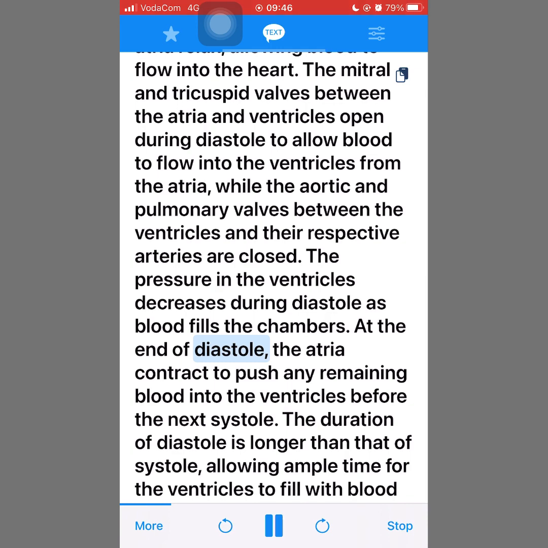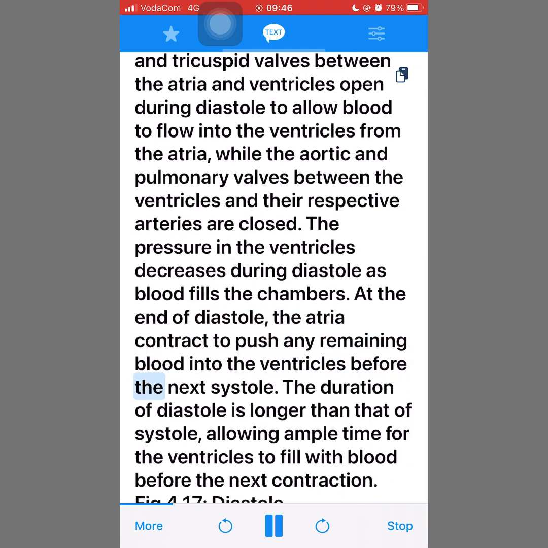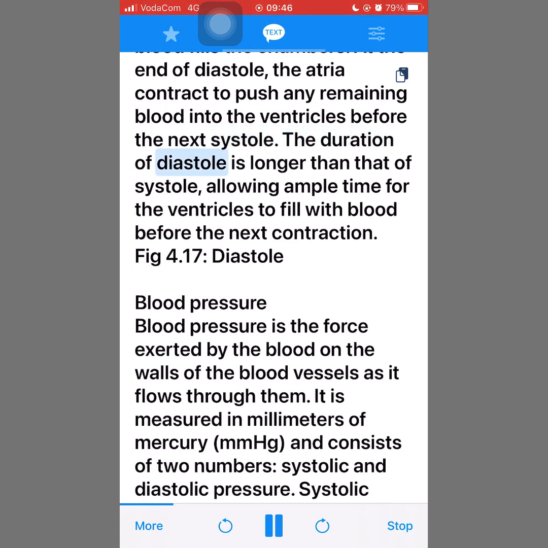At the end of diastole, the atria contract to push any remaining blood into the ventricles before the next systole. The duration of diastole is longer than that of systole, allowing ample time for the ventricles to fill with blood before the next contraction. Figure 4.17, diastole.